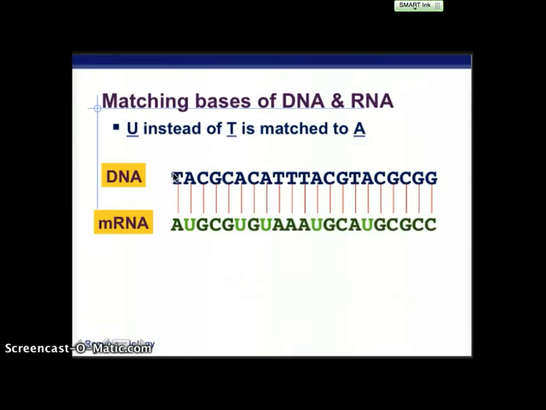So we'll see the complementary base pairs. T would go with A, A goes with U, C goes with G, G goes with C, C goes with G, A goes with U, and so on. So it's just the same pattern over and over again. Whenever you see the DNA up here, the complementary strand is below.